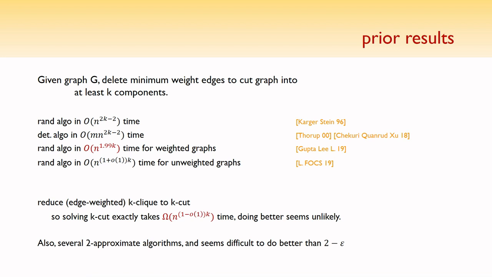Finally, from the approximation algorithm side, two-approximation algorithms are known, and there's a hardness result that says it's hard to go below 2.